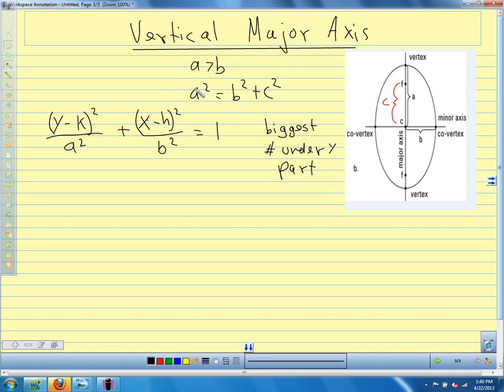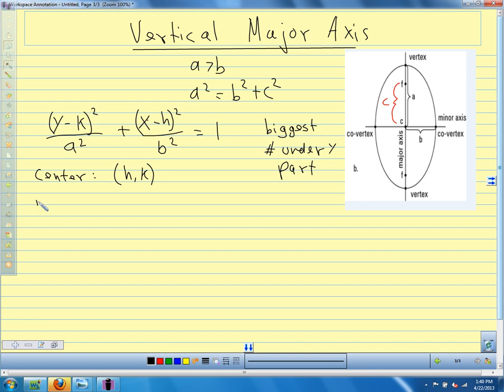So A is bigger than B. The biggest number is under our y part, so that tells us we have a vertical major axis. Our center is still at (h, k). And now for our focus and our vertex, we're moving up and down from our center. Because our major axis is vertical, we move up and down from our center to get to our focus and our vertex.